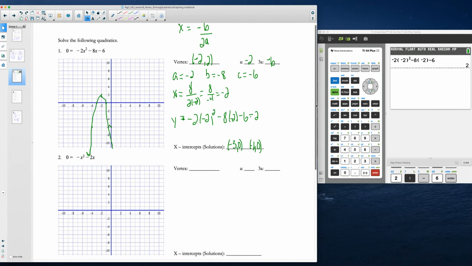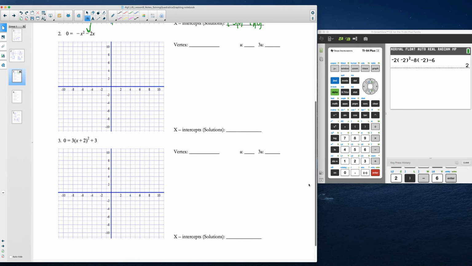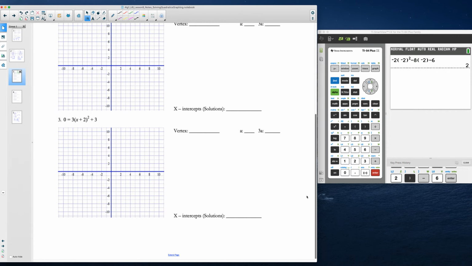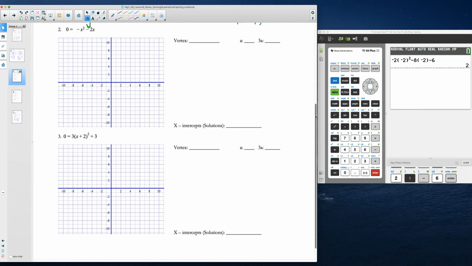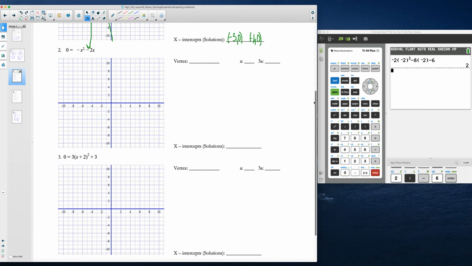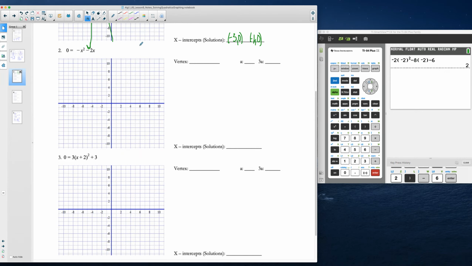So let's take a look at example 2 here. Let me see if I can get this to go just a little bit here. There we go. Once again, the first thing that we have to do if we're going to graph is figure out what form we are in so we know how to graph.